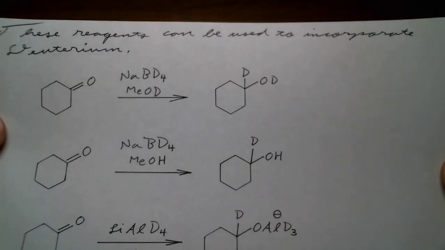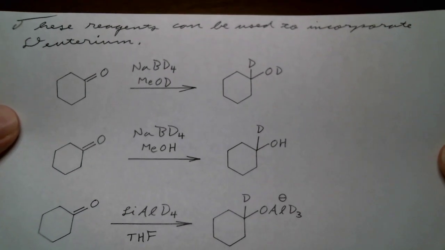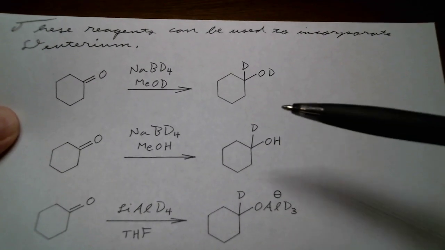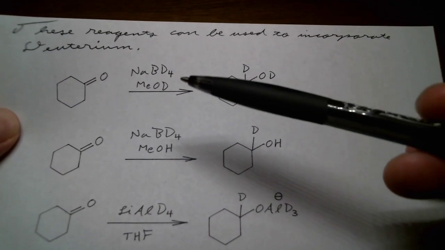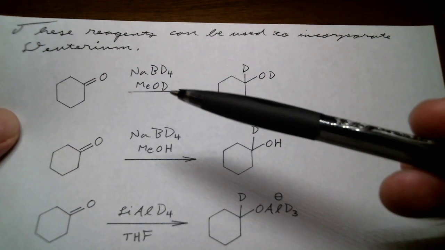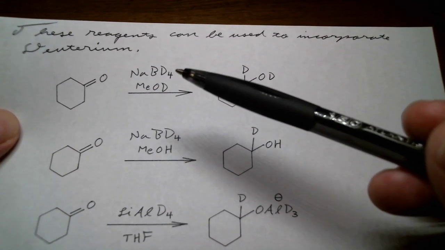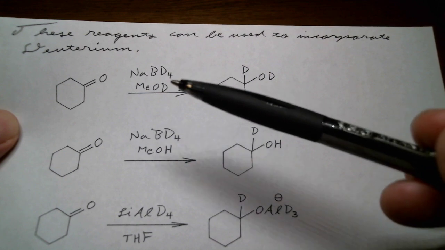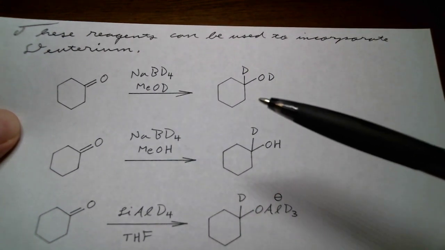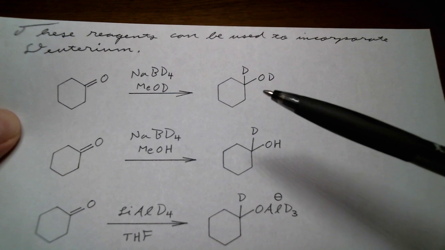So these reagents can also be used to incorporate deuterium. If you can have sodium borohydride, you could have sodium borodeuteride. You could have deuterated forms of methanol. So if you have both the sodium borodeuteride and a deuterated form of methanol, you'll add 2 deuterium atoms.